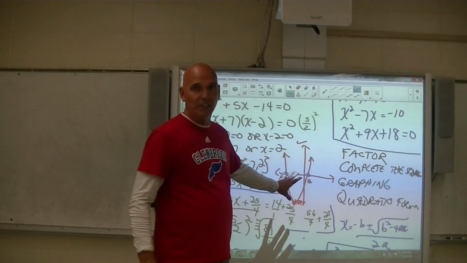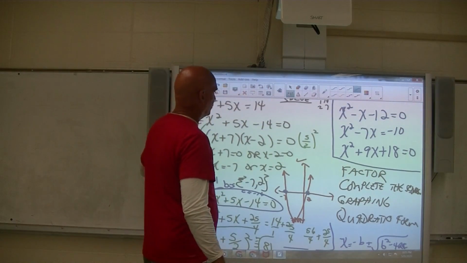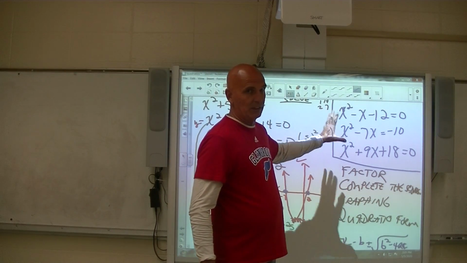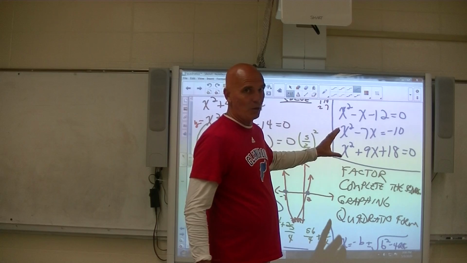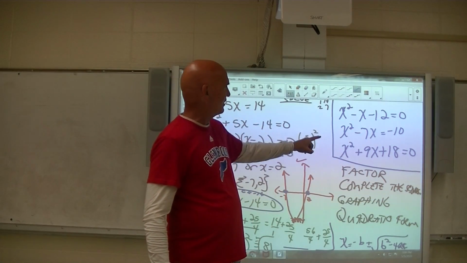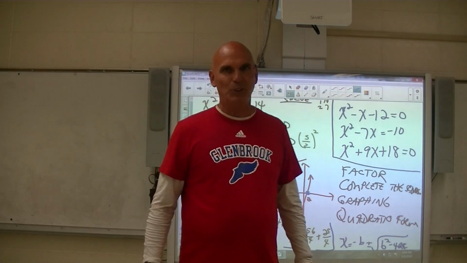So use this great example of mine to go through and do all 3 of these problems. Solve these problems by factoring, completing the square, graphing, and the quadratic formula. Again, this will be kind of like a test. Do all these, do them all right, show your work for everything. X squared minus X minus 12 equals 0. X squared minus 7X equals negative 10. And X squared plus 9X plus 18 equals 0. All right, good luck.